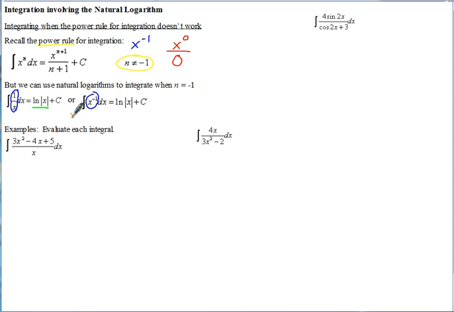So anytime you have x to the -1 or 1 over x, it integrates to be this. We don't use our power rule like we do for every other exponent of x. So let's look at some example problems. We'll start with some indefinite integrals.